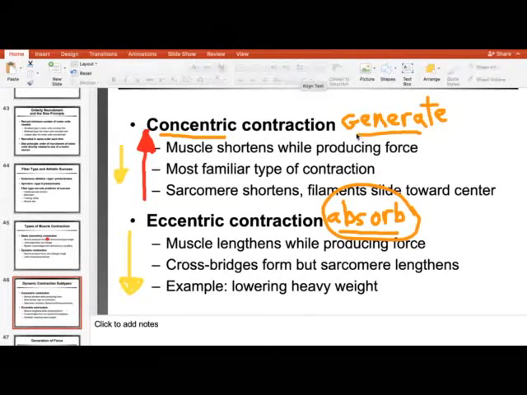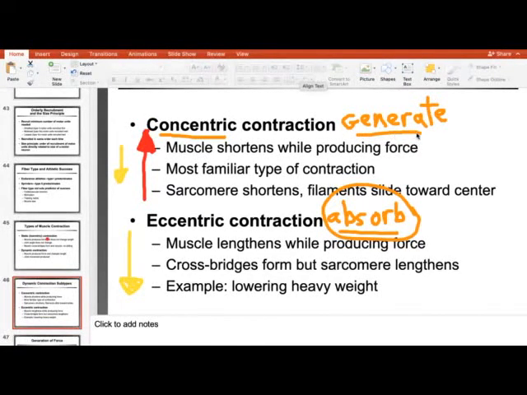So one of the things you want to consider is injuries occur not necessarily because your muscles aren't strong enough. It could occur because your muscles just don't have the eccentric capability to absorb the forces that are pushed through the muscle at any particular time.